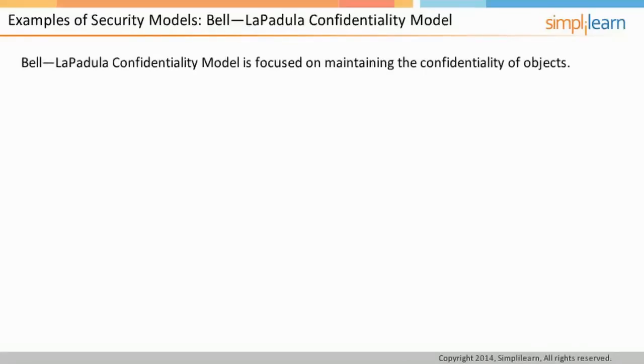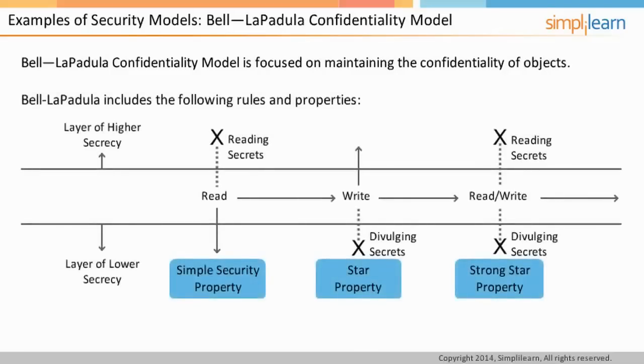In the next few screens, we will discuss examples of security models. Let us start with Bell-LaPadula Confidentiality Model. Bell-LaPadula Confidentiality Model is focused on maintaining the confidentiality of objects. Its primary goal is to prevent disclosure as the model system moves from one state, one point of time, to another. Bell-LaPadula includes the following rules and properties.